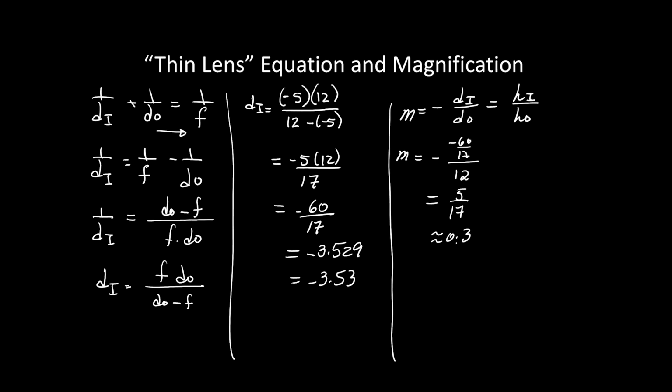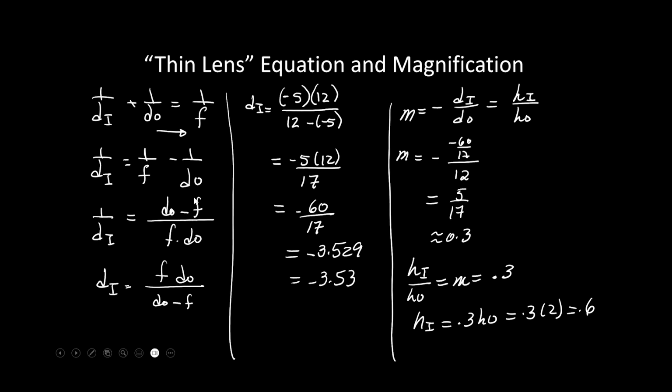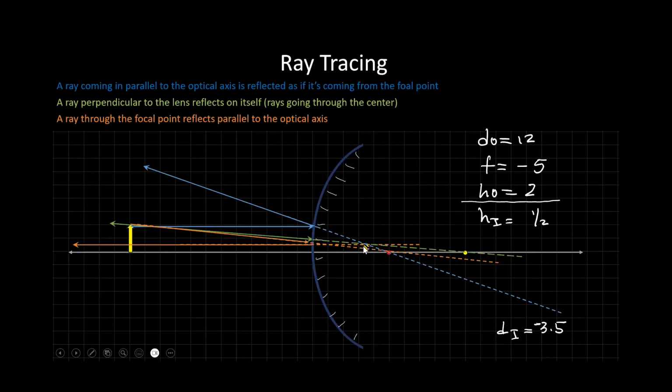That's not the height, that's the magnification. So now hi over ho is the magnification, which is 0.3. So hi is 0.3 ho. 0.3 times 2, roughly 0.6 units. And if you go up here, this looks like it's a half, maybe 0.6, closer to this line than that line. So we say we're in the ballpark.